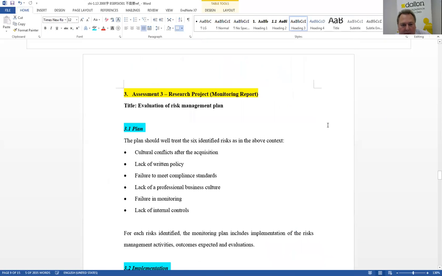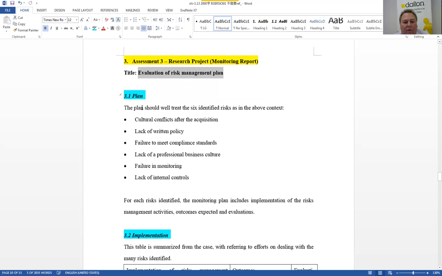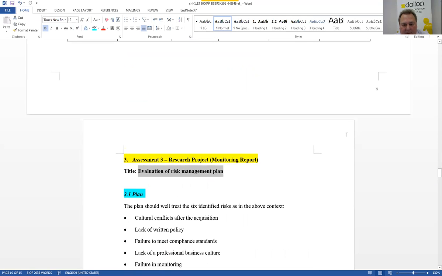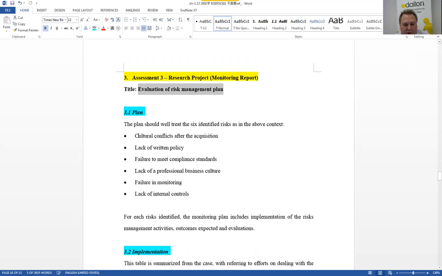All right, there I am here. The title, don't forget: Evaluation of Risk Management Plan. So I've got my title up there. There's my assessment 3, research project, monitoring report. And as I scroll down under plan, I've noted the plan should well treat the 6 identified risks as in the above context. Above 6 risks up there, which we already read out before, just moments ago.